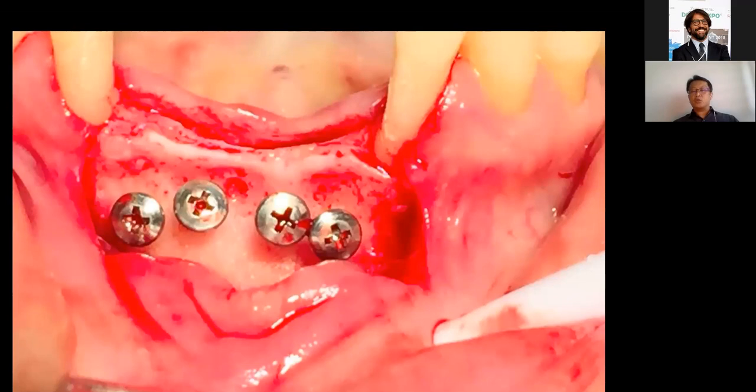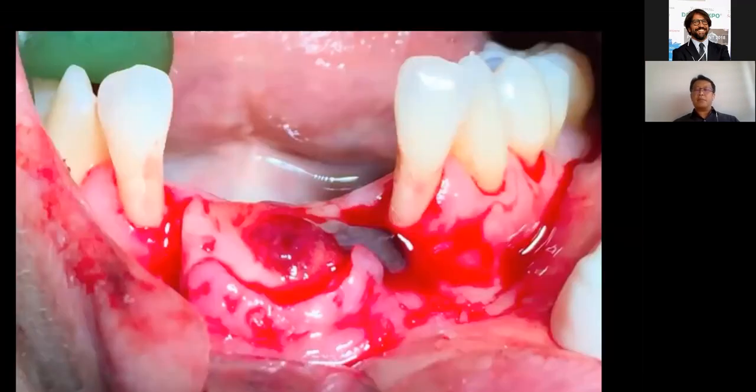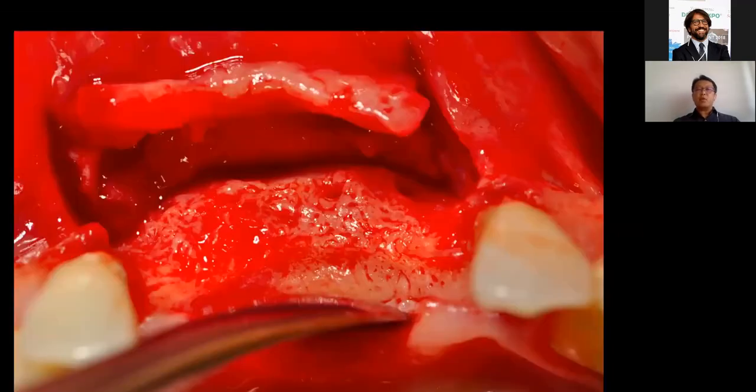Once you put the tenting screws on, you can put the graft material all around it. And if you like, in my case, what I used to do is to put some PRF membrane over it. This is purely for soft tissue. I need to emphasize this. It does not provide any barrier effect, but helps the soft tissue consolidation. And this is what we can have after 4 months.